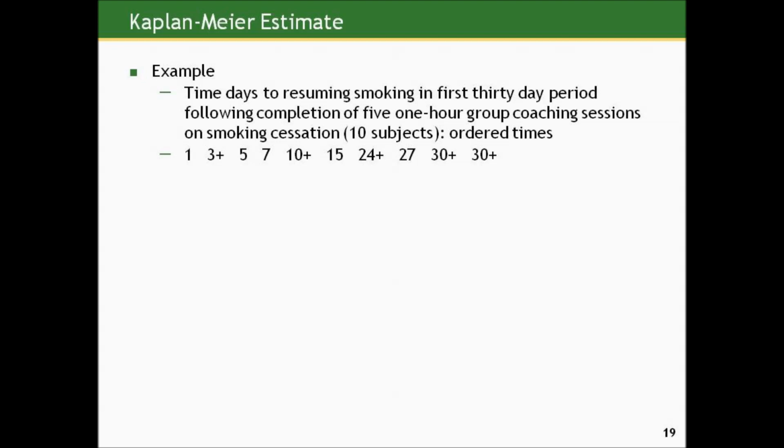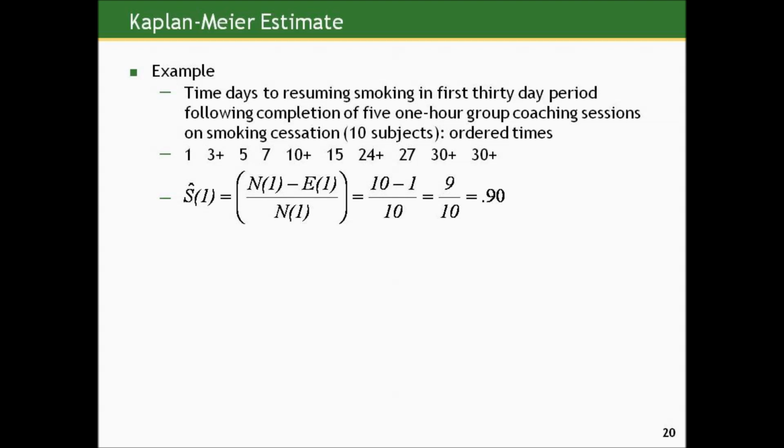So, of course, the first event comes in at 1 day. Somebody made it 1 day and started smoking again. So our S hat of 1 would be, how many people were around right before day 1? Well, all 10 of the people we started with, right? Only 1 of them started smoking again on day 1. So 9 of the 10 who could have started smoking on day 1 did not. So they made it beyond day 1 without smoking.